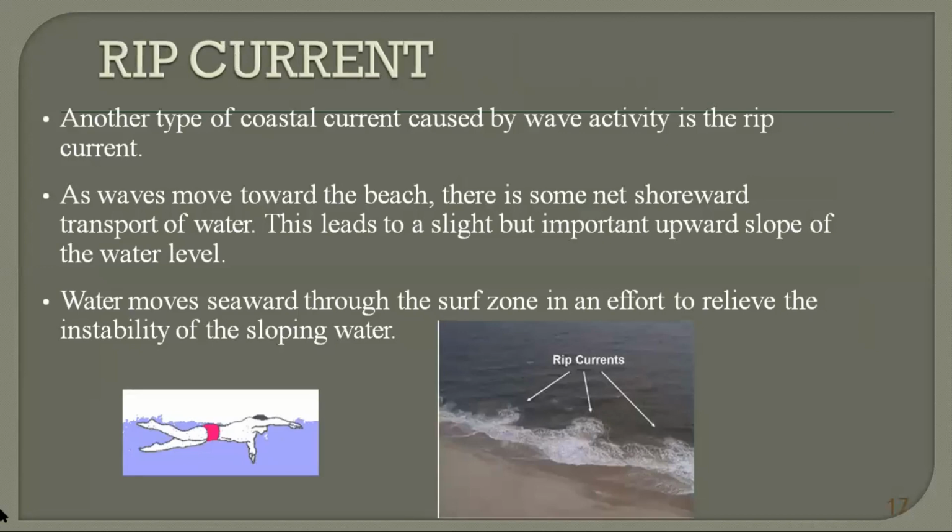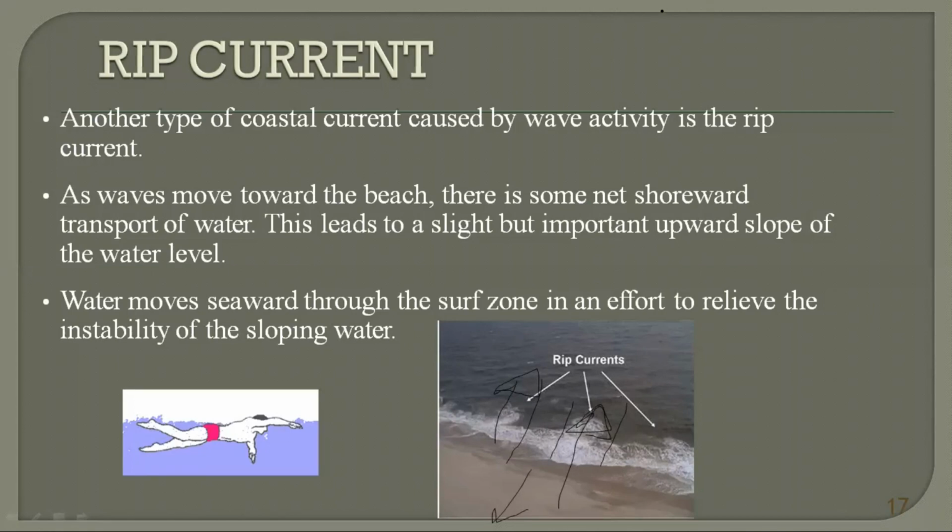Rip current. Once the waves come in, sometimes a large amount of water comes in towards the coast, and then that water, because there is a gap created at the backside, a little gap is created in the water, and then the water rushes and moves backwards. As a result of that, there are fast currents present. We call these types of currents rip currents.